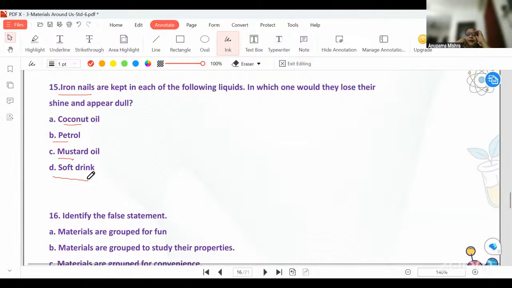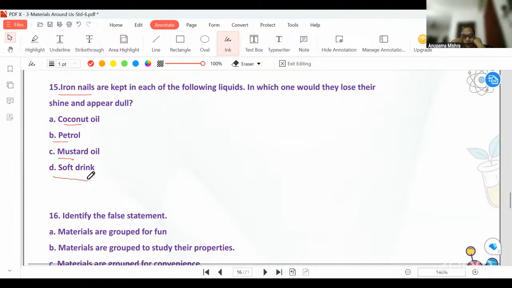Iron nails are kept in these four liquids. The first is coconut oil, then the second is petrol, then mustard oil, and then soft drink. So, out of these, which liquid will change the iron nail into a dull appearance, so that it loses its shiny appearance?